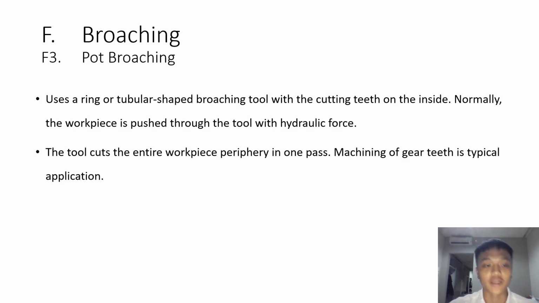The last one is pot broaching. Pot broaching operation uses a ring or tubular shaped broaching tool with the cutting teeth on the inside. Normally, the workpiece is pushed through the tool with hydraulic force. The tool cuts the entire workpiece periphery in one pass. Machining of gear teeth is a typical application.